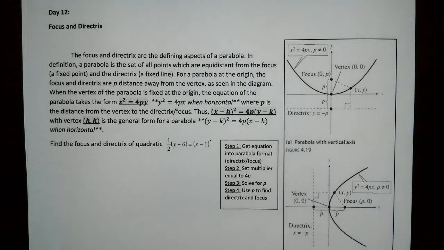Alright, let's go ahead and dig into our topic for the day, focus and directrix, right? Let's focus on the focus and directrix. These are going to be two quintessential aspects, or should I say features, of our parabola. These are going to define ultimately what makes up a parabola.